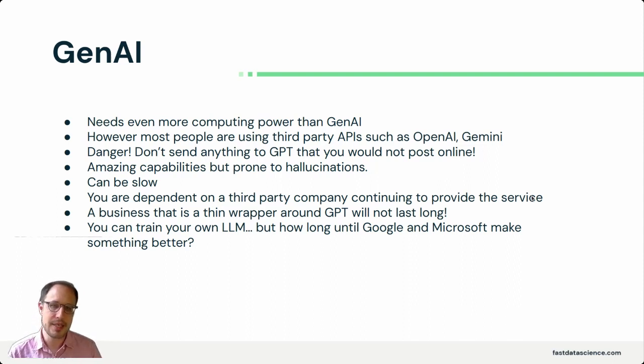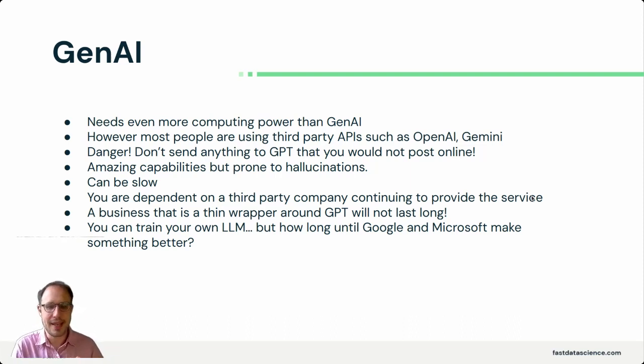They have amazing capabilities. As we've seen, they are prone to hallucinations. I've seen them make up statutes, make up laws that don't exist in England or any other country in the world. They can be slow. If you implement a solution which relies on a generative AI provider, then you are dependent on a third-party provider continuing to provide the service that they have been providing, continuing to provide it reliably at a reasonable cost.